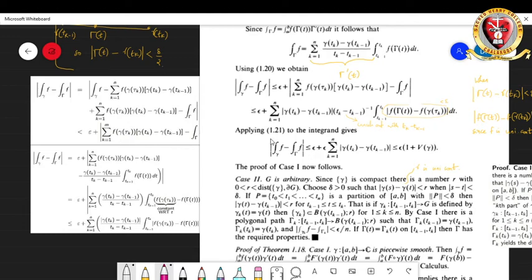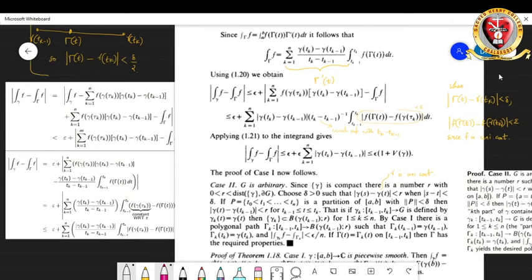Getting that modulus of integral over gamma f minus integral over capital gamma f is less than or equal to epsilon into 1 plus total variation of v of gamma. It can be worked out like this. You can see the steps here, and also here you have to apply something.